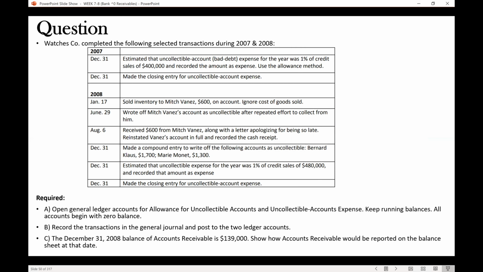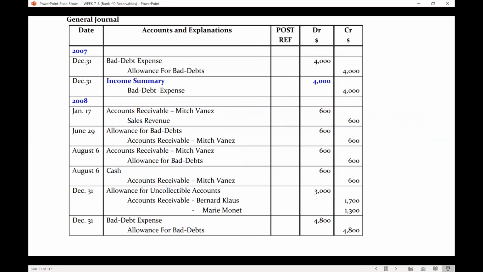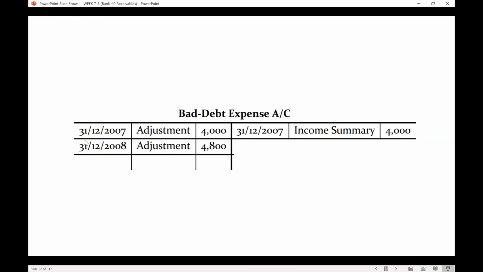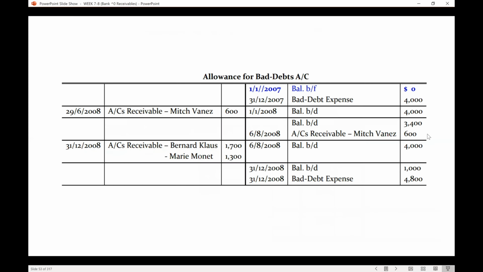So what's the entry? This time we're not creating the allowance, but updating. And whether we're creating or updating, the entry is the same. The entry is to debit the bad debt expense and to credit the allowance. What does this look like in the bad debt? On the debit side, 4,800. What does this look like in the allowance? On the credit side, 4,800. Again, we're keeping what? A running balance. So now our balance is 5,800 because we updated it 4,800 and we had a balance of 1,000 prior.